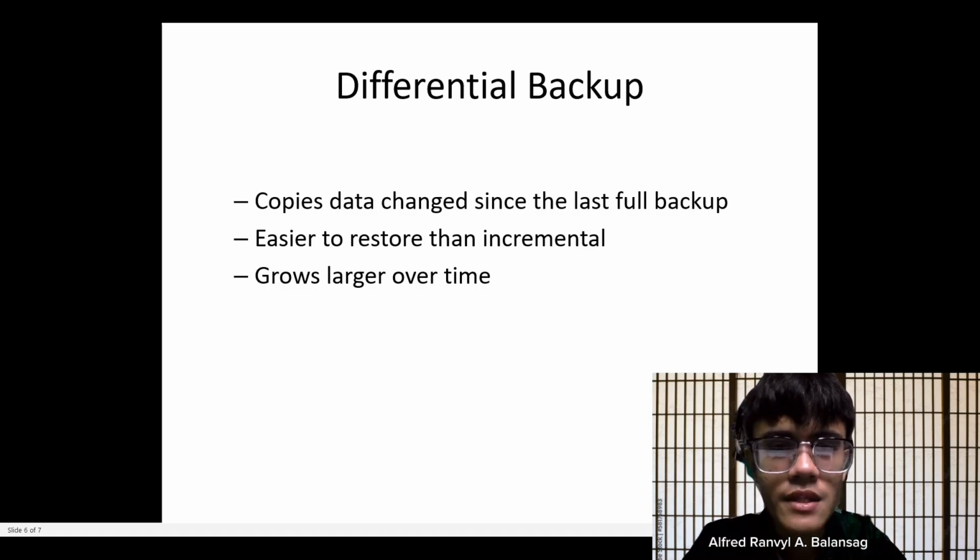Another type is the differential backup. This type copies all data that has changed since the last full backup. It's easier to restore than an incremental backup because it only needs the full backup and the latest differential backup. But it can grow larger over time since it keeps adding everything changed after the full backup.